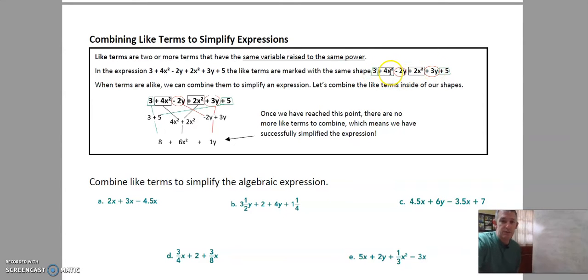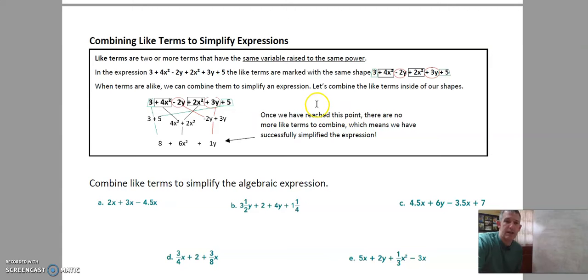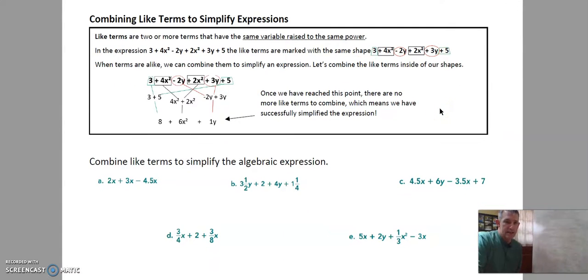Also, x squared, there's another x squared here, in this rectangle. And then finally, our y's, we have a minus 2y and a plus 3y, they are alike, so they're in the circles. When terms are alike, we can combine them to simplify an expression. So let's combine the like terms inside our shapes. Look what they did.